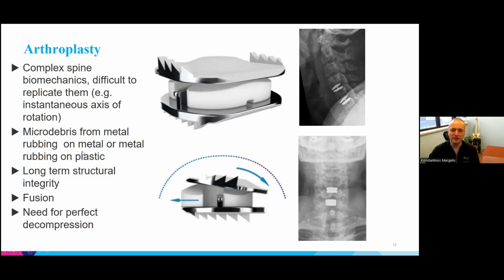There are also some concerns with arthroplasty about what will happen 20, 30 years down the road, because this is a more modern technique that has been around for 20 years. Some of the discs that we currently use have been in human bodies for a shorter period of time, so we don't know how they will behave 20, 30 years later.